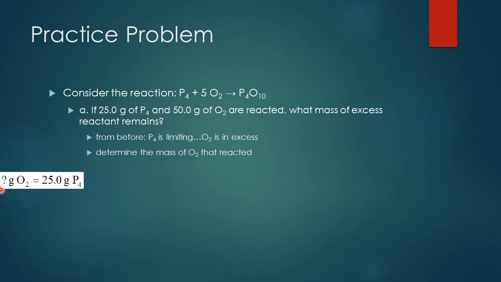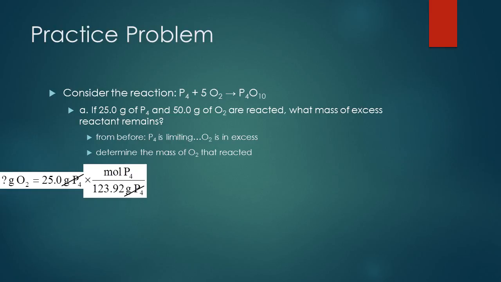So we want to know what mass of O2 is going to react with 25 grams of P4. Why start with the 25 grams of P4? Because that's the limiting reactant. We just determined that in the previous example, so we know that will determine how much oxygen will react along with it. So again, this is just another gram, mole, gram problem.